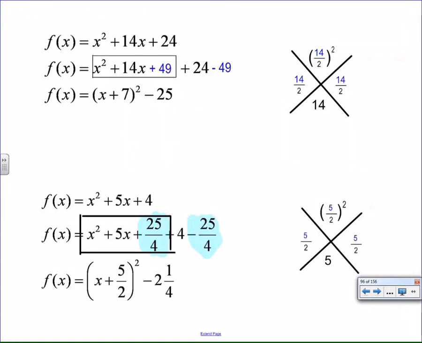So here are two more examples. I would encourage you to pause the screen, because rather than me reading them to you, just pause the video and see how I've consistently used the same exact algorithm. Again, start with kicking out the 24, take the middle term, cut it in half, square it, and that's the magic number, which must be countered by taking away that same number. This will be a perfect square, and then 24 subtract 49 is negative 25. Same thing here. Pause the screen, check it out.